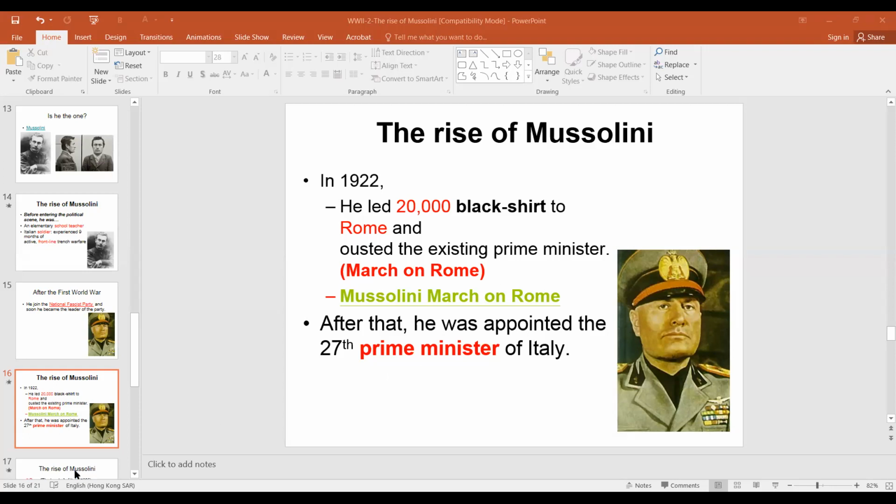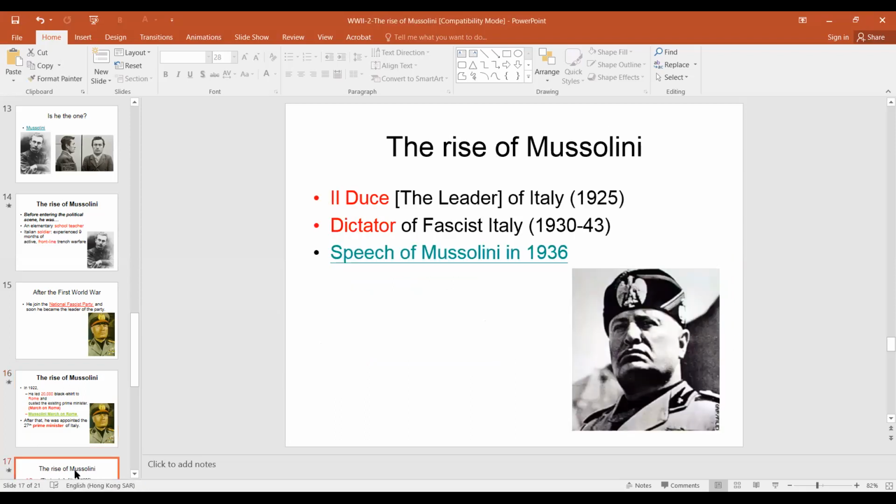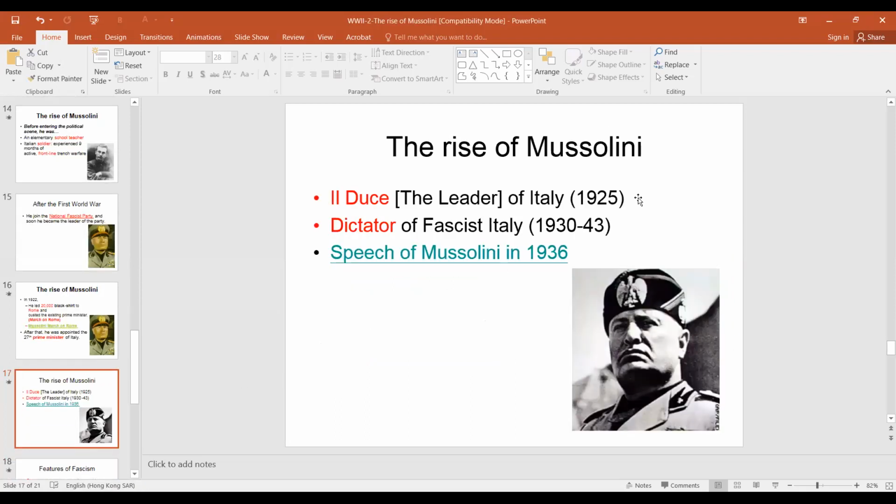So just move on. In 1922, because of the March on Rome, Mussolini became the prime minister. And then in 1925, he claimed himself Il Duce. It means the leader of Italy. Il Duce, okay? The first letter is a capital I, and the second letter is a small letter L, Il Duce, all right? And then from 1930 to 43, he even claimed himself dictator of fascist Italy. And that is the rise of Mussolini.